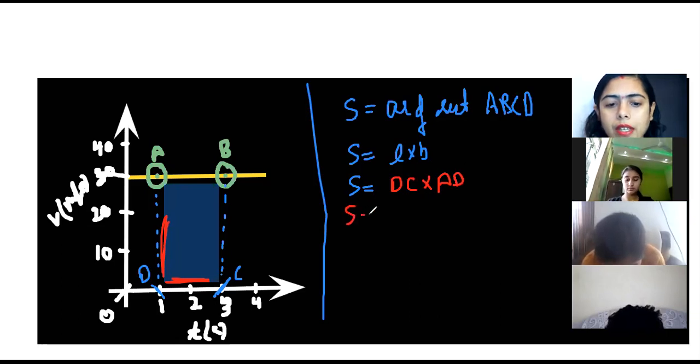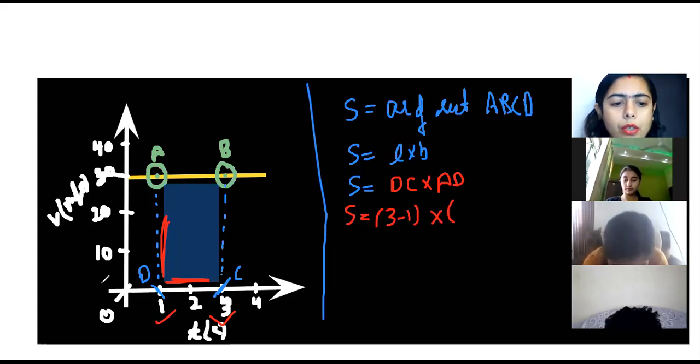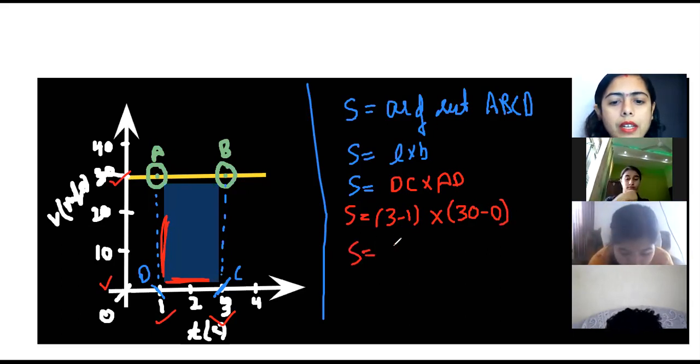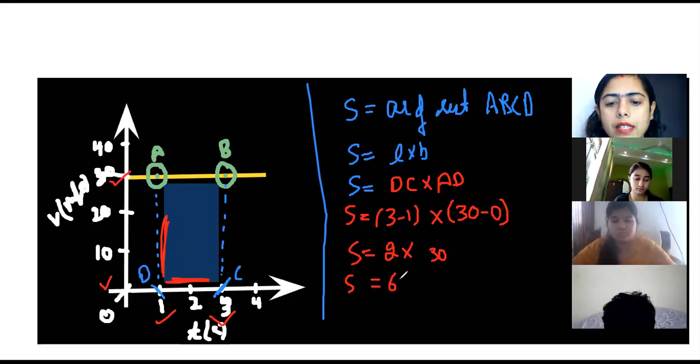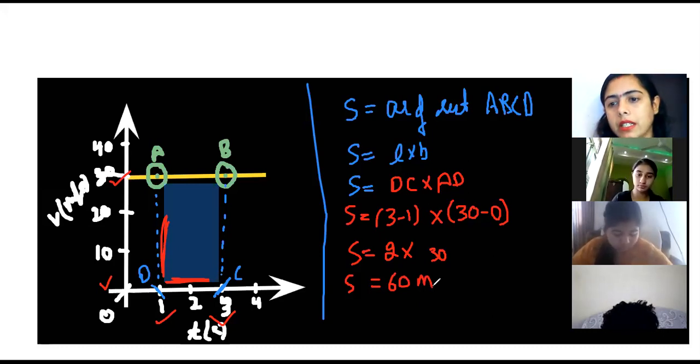Okay, now put the values. DC, if you see, goes from 1 till 3. So that is 3 minus 1. Multiply by AD. It goes from 0 till 30. So that is 30 minus 0. Fine. Now S is equal to 3 minus 1, which is 2, multiplied by 30 minus 0, which is 30. So 2 multiplied by 30, you get the answer as 60. This is the way for finding displacement. So the unit of displacement will be meter. Please note it down.